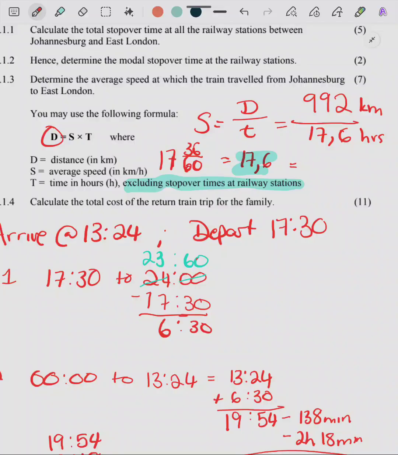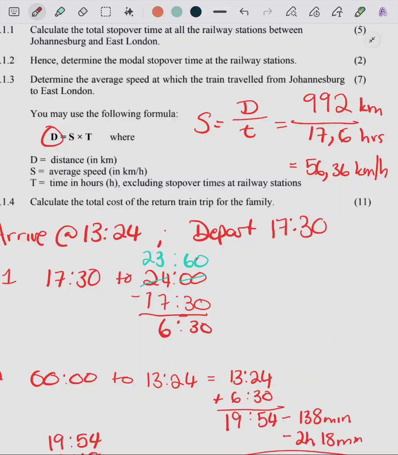And if you just do that calculation, I'm going to remove this so we don't think it relates to the answer here. You're going to get to 56,36 kilometers per hour. And that was the 7-mark question.